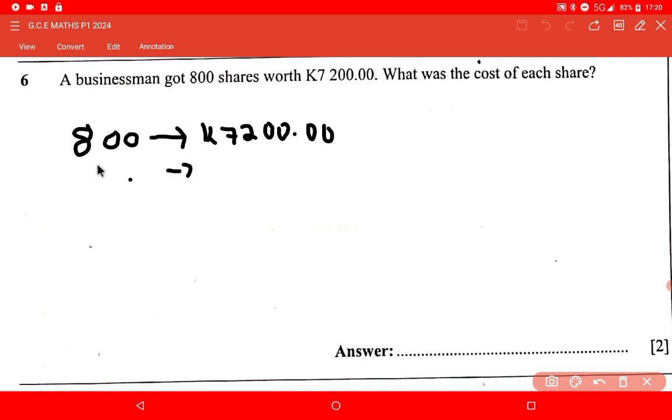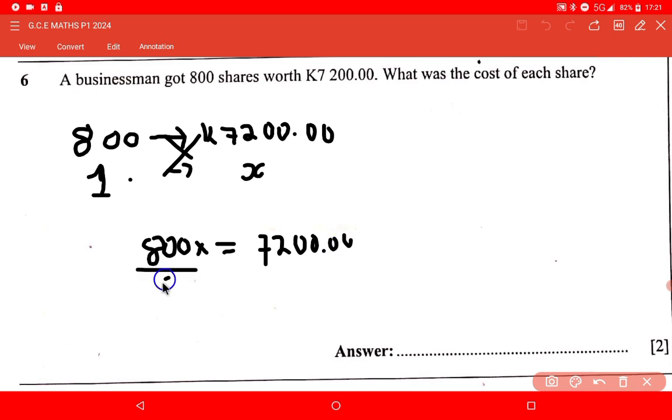This is very simple. Okay, you can just do this. Okay, what about one share? Will cost how much? One share will cost how much? You put X there. 800 shares are costing this much. One share will cost how much? You cross multiply here. 800 by X, you get 800 X is equal to 1 by this, it's 7,200 kwacha.